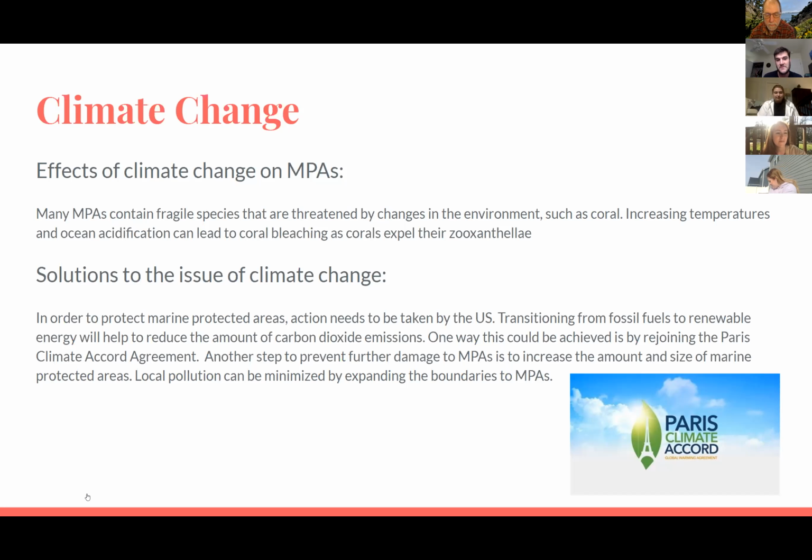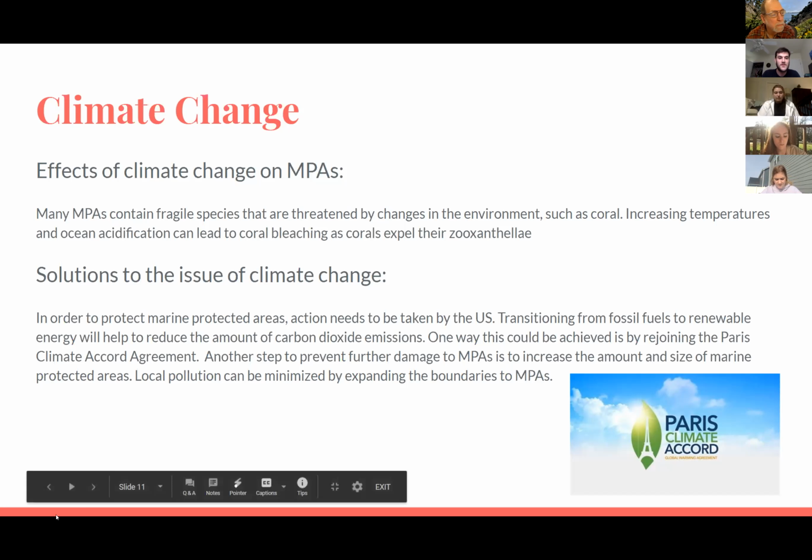And another step to prevent further damage is to increase the amount and size of marine protected areas, which is still happening as there are new marine protected areas that are formed. Local pollution can also be minimized by expanding the boundaries, because if MPAs are close to human civilization, there can be a lot of local pollution there. Next slide, please.